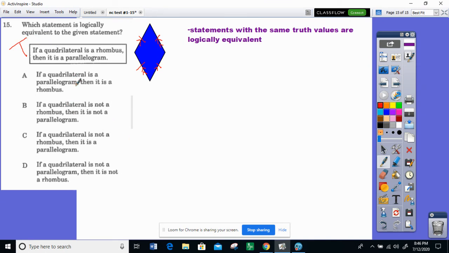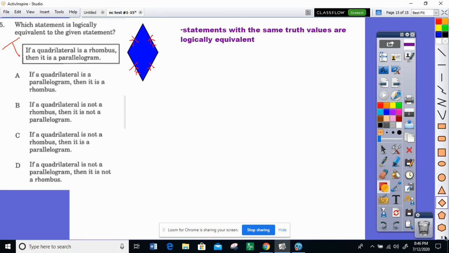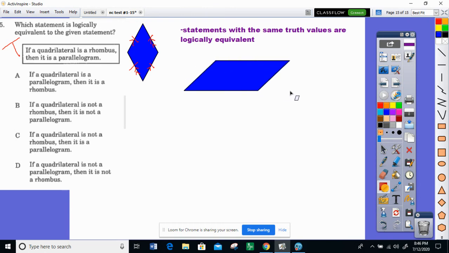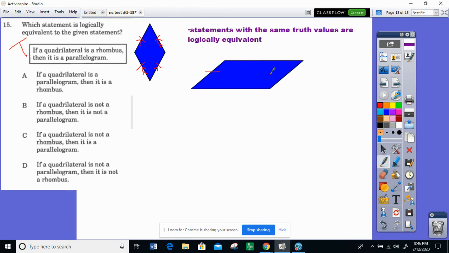So let's go through these and see if we can find a true statement. If a quadrilateral is a parallelogram, then it is a rhombus. Well, it's pretty easy to show why that is not true. Here is a parallelogram. This parallelogram does not have 4 congruent sides. The top and bottom are longer than the left and right, so that shows that this is not a true statement. B, if a quadrilateral is not a rhombus, then it is not a parallelogram. Well, this picture disproves answer choice B as well. This is not a rhombus, but it actually is a parallelogram, so B is false.